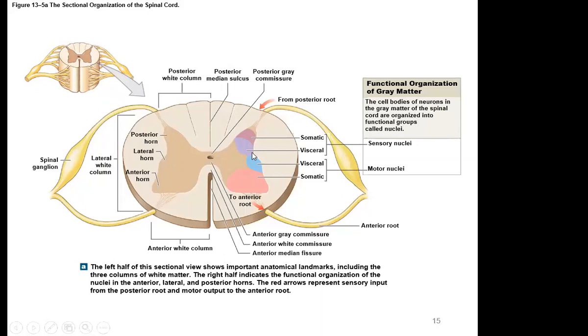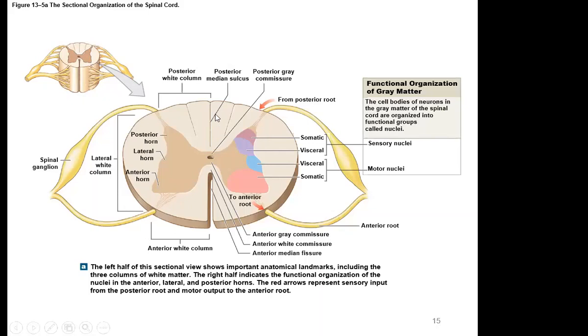The visceral motor, this is in which horn? Lateral, very good. Lateral horn is only in what two sections of the spinal cord? Thoracic and lumbar, very good. Okay. What's in the central canal? Cerebrospinal fluid, very good. And that big groove, remember, fissure, anterior median fissure. If it's shallow, posterior median sulcus.